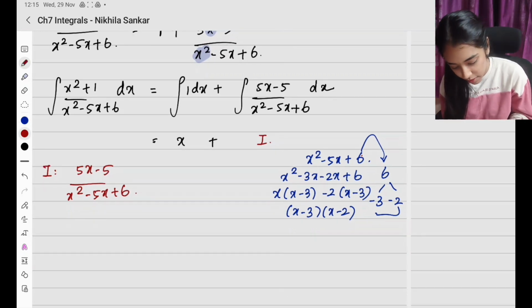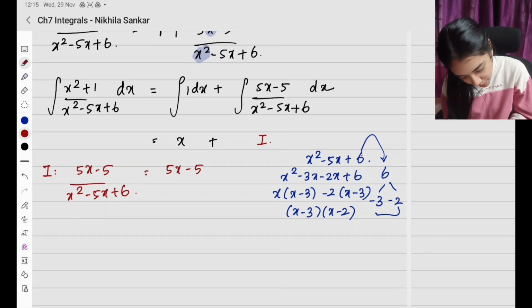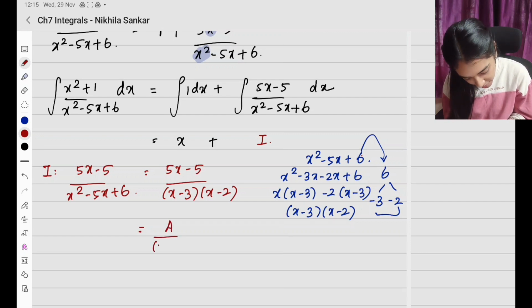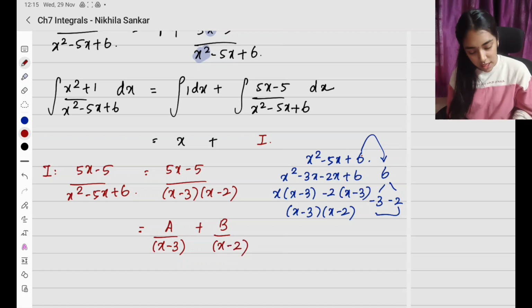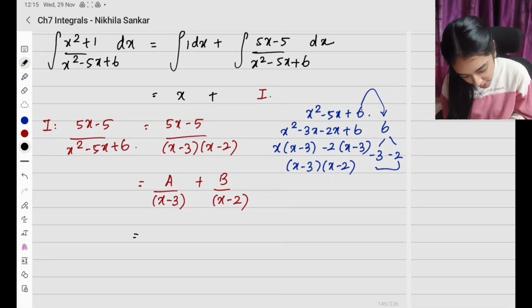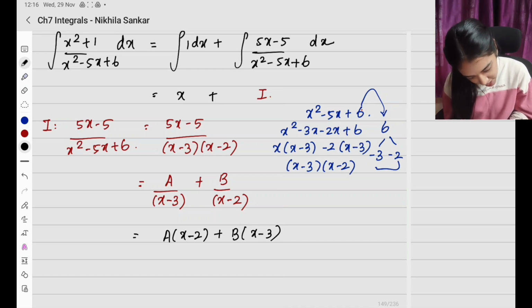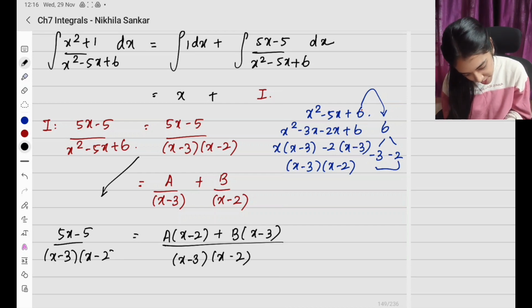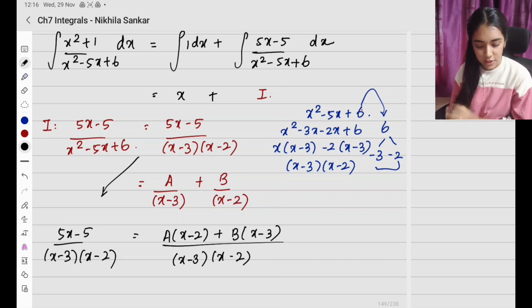Okay, splitting the middle term, basically this is going to be 5x minus 5 divided by x minus 3 times x minus 2. So this I'm going to split as a divided by x minus 3 plus b divided by x minus 2. Now I need to take the LCM. So after taking LCM, I have a times x minus 2 plus b times x minus 3 the whole divided by x minus 3 times x minus 2, which is nothing but 5x minus 5 divided by x minus 3 times x minus 2. Understood? So this is my first step.